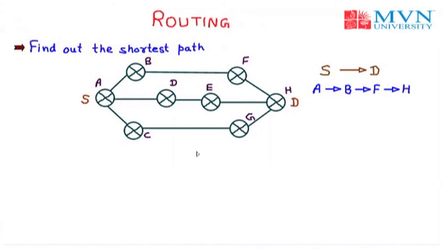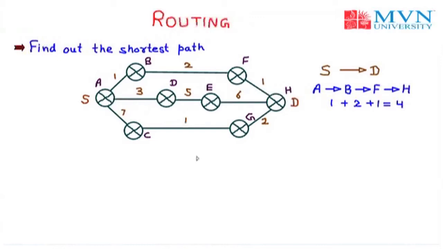Let us suppose I am going to provide a particular distance parameter between each pair of routers. From A to B the distance is 1, B to F the distance will be 2, from F to H is 1, from A to D is 3, D to E is 5, E to H is 6, A to C is 7, C to G is 1, G to H is 2. So if I am talking about ABFH, which is our first path, the total distance will be 1 plus 2 plus 1 is equal to 4.